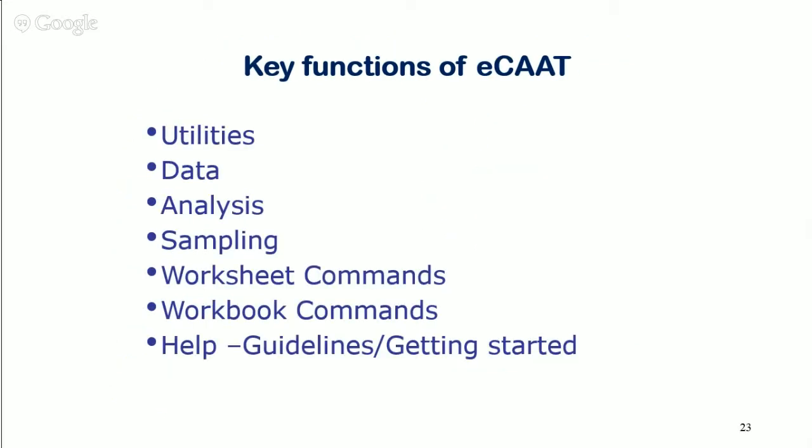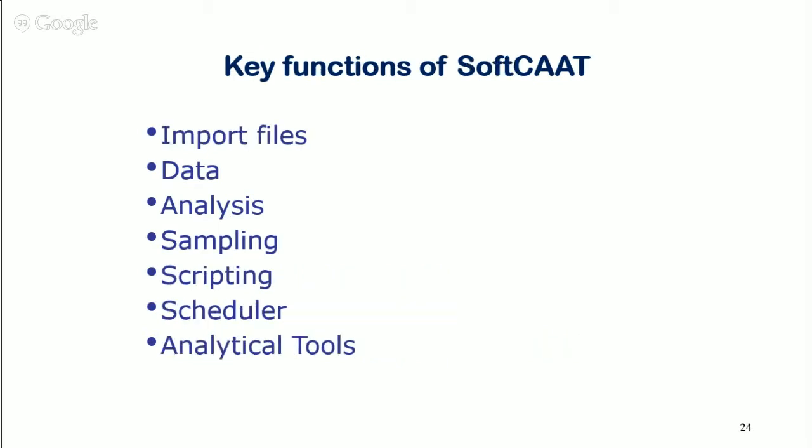Now let's look at two software which I would like to show today. One is eCAAT and second is SoftCAAT. The key menu options which are available in eCAAT are utilities, data, analysis, sampling. Then you have worksheet commands, workbook commands, and you also have help, which has the guidelines and getting started. Then you have SoftCAAT, wherein the functions which are available are importing files. You have data menu, analysis menu, sampling, scripting, scheduler, and you also have analytical tools. Let's get a quick distinction between the features of eCAAT and SoftCAAT.